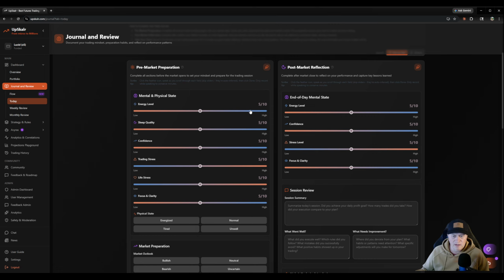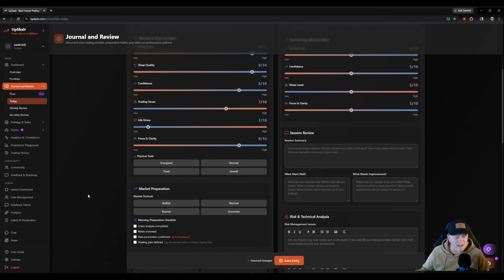I wake up in the morning, energy's high, maybe I had a good night's sleep, and I just knock each one of these things out. Trading stress: well, I feel great, but right now I feel like trading stress is kind of high, because I kind of hate the market at the moment. So I'll put that up at a 7. Life stress is really low. Focus and clarity is pretty high, so I'll leave it like that. Physical state, I'm not tired, not unwell, so I'm just going to put normal.